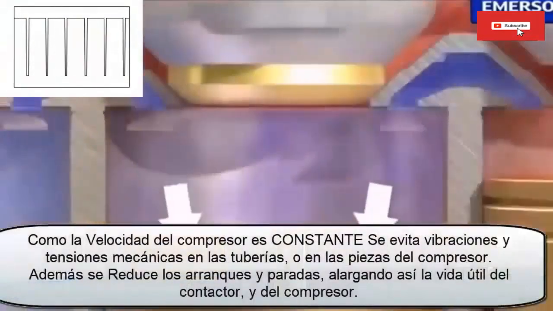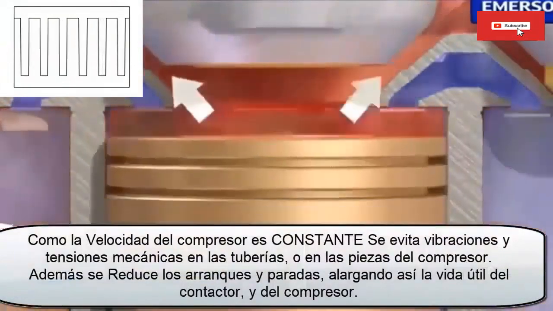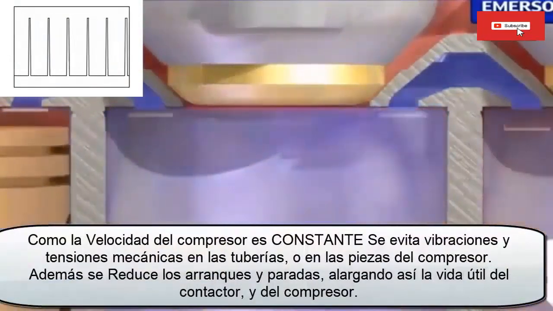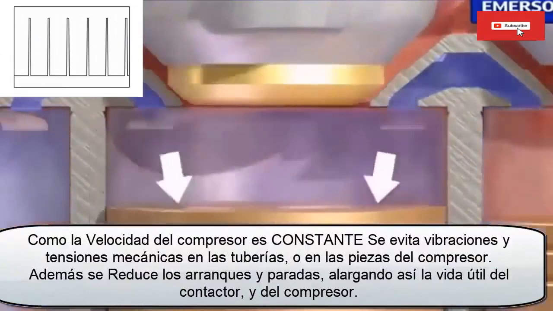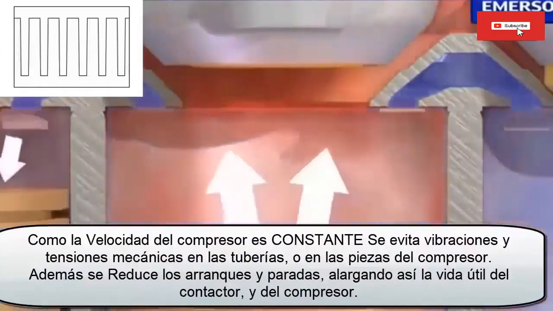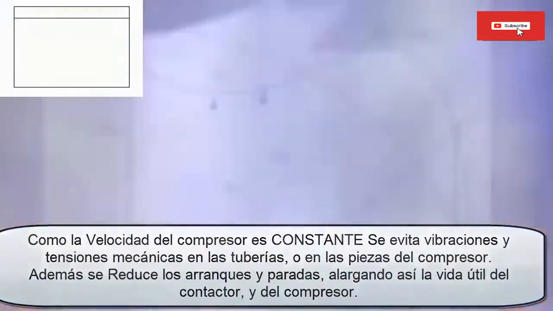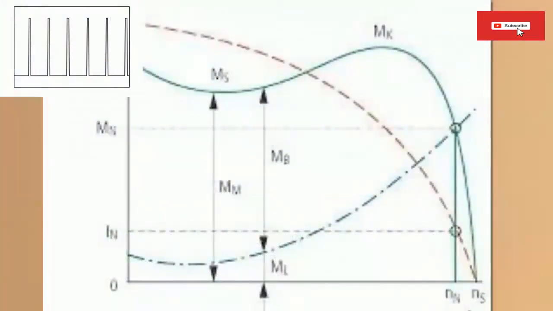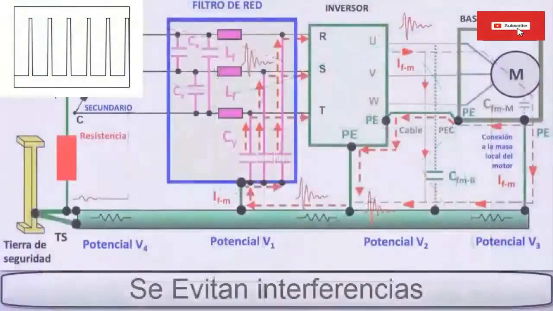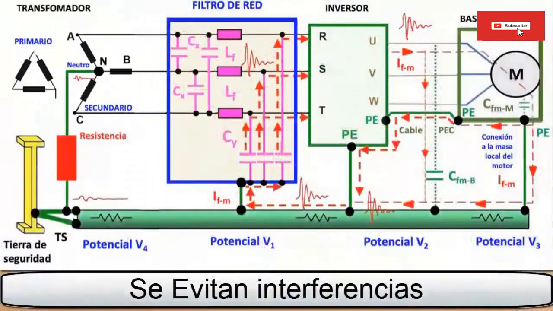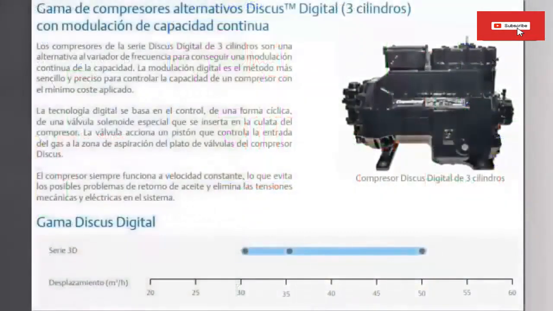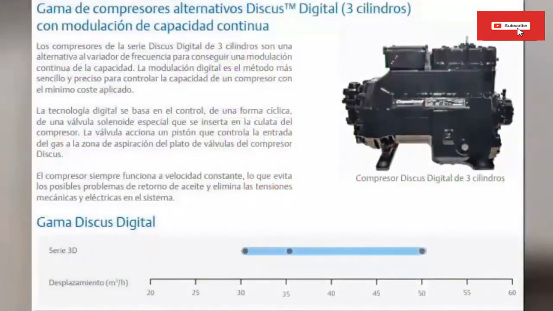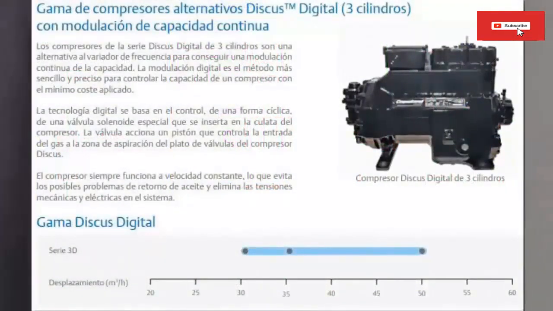12. No vibrations or mechanical stress on the pipes or on the compressor parts. 13. Reduces starts and stops, thus extending the useful life of the contactor and compressor. 14. Large starting current peaks are avoided. 15. Some potential interference problems that may be caused by some inverter electronic modules are avoided. 16. The digital discus compressor is doubly efficient because it has a low dead volume and only the gas you need is compressed.